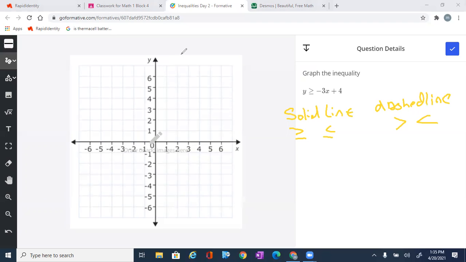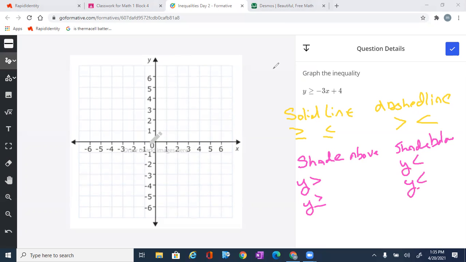And then once again, we go into the shading of these inequalities. We shade above as long as y is greater than or y is greater than or equal to, and we shade below as long as y is less than or y is less than or equal to. Okay, so let's go ahead and take y is greater than negative 3x plus 4 and graph it.